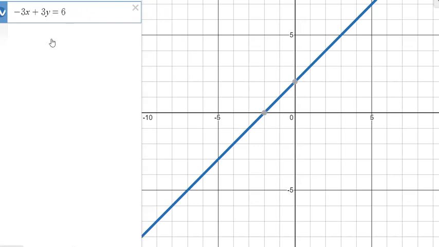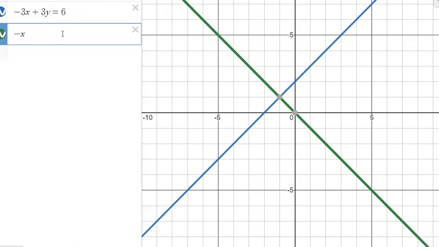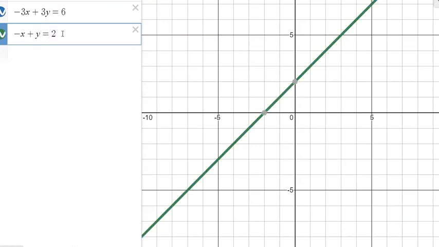I get that blue line right there. The bottom equation is negative x plus y is equal to 2. And I get that green line. And notice that the blue line and the green line are the exact same line. So how many times do the two lines cross? An infinite number of times. So any point on this line will be a solution. That's why there's infinitely many of them.